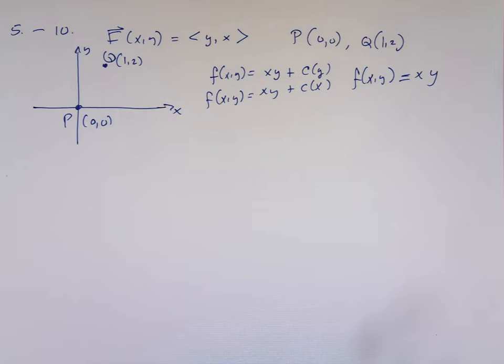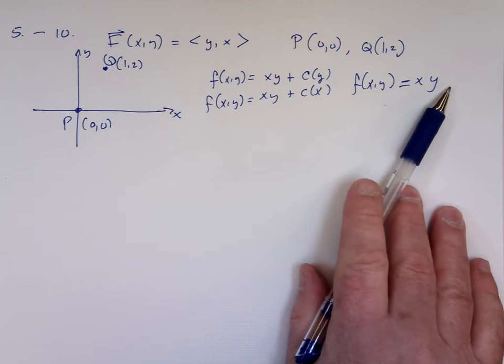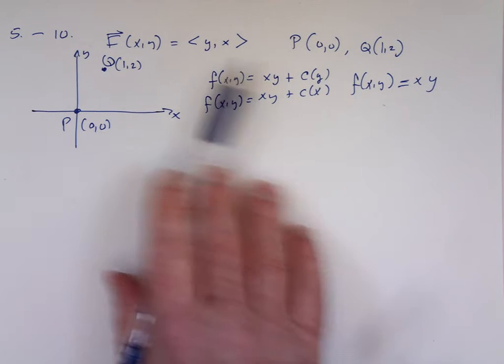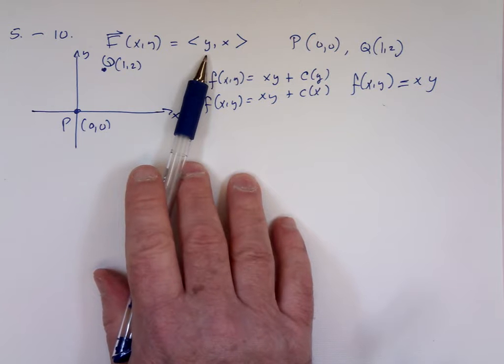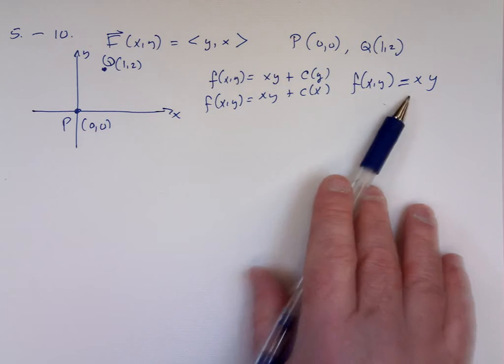I had a question about this. The Mastering, or the WebAssign problem that had us do this, added a plus K on there, but that wasn't on the exam. Is both ways right? Yes. Actually, I would tend to go with this one more than that one. Obviously, any constant added to it still has a partial with respect to x that's equal to y, but I think this is more useful.